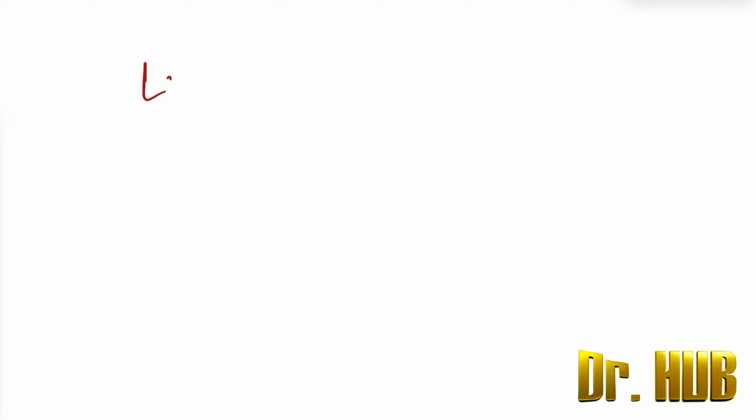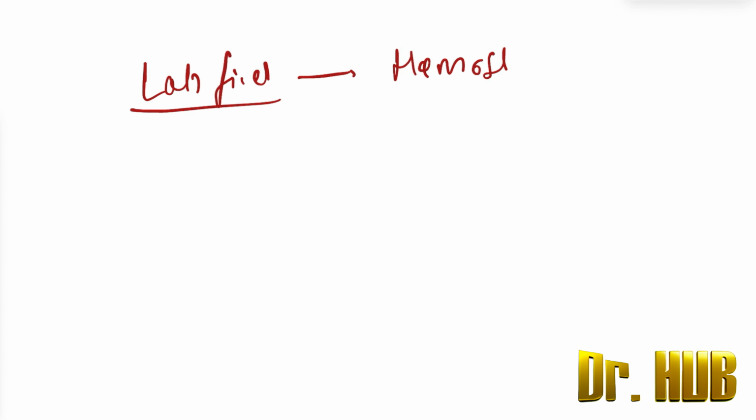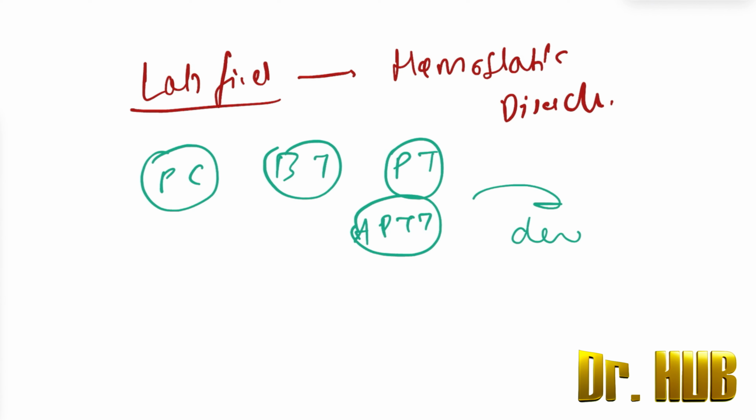We're going to see the lab findings of the hemostatic disorders. We'll be dealing with about 5 to 10 disorders, and we'll be discussing their platelet count, bleeding time, PT as well as APTT, and some important descriptions.